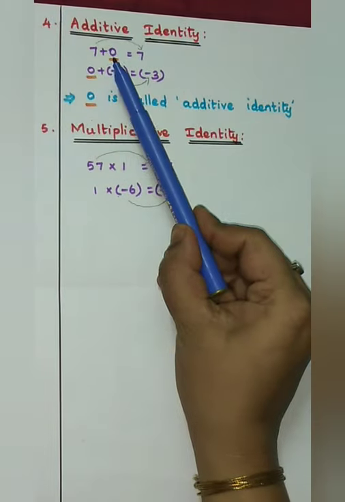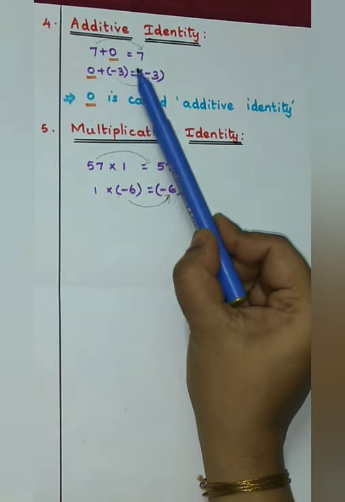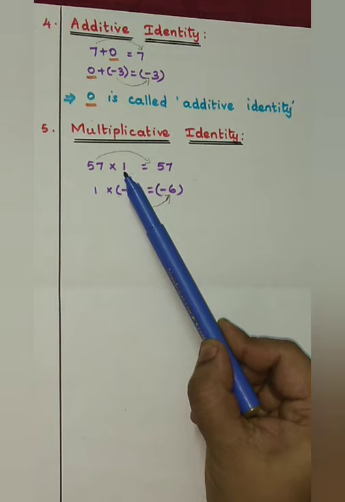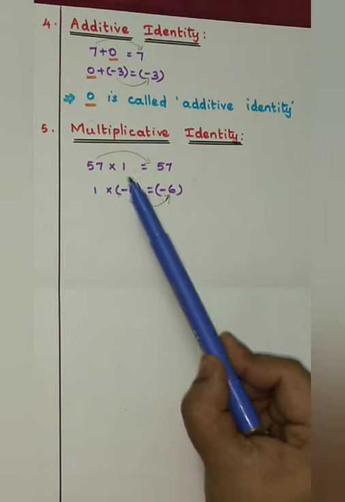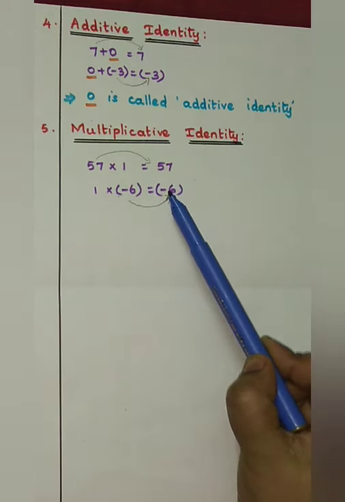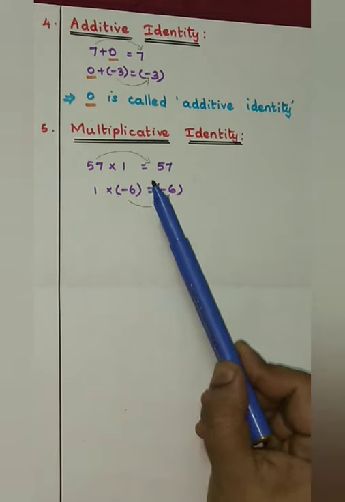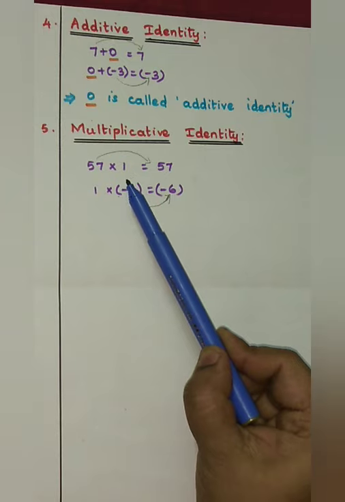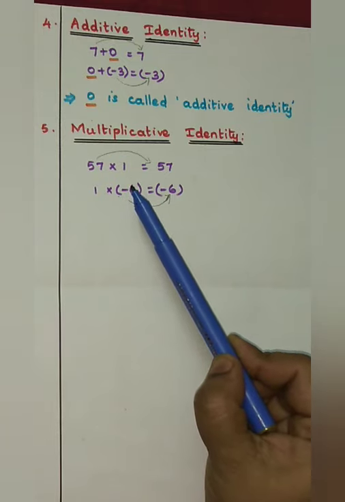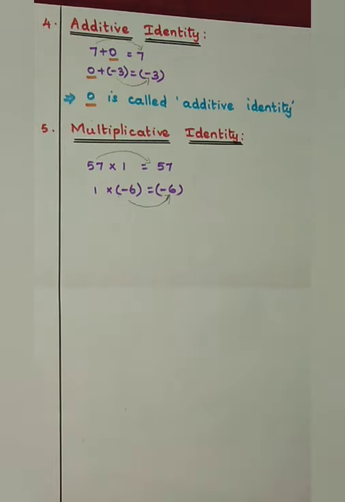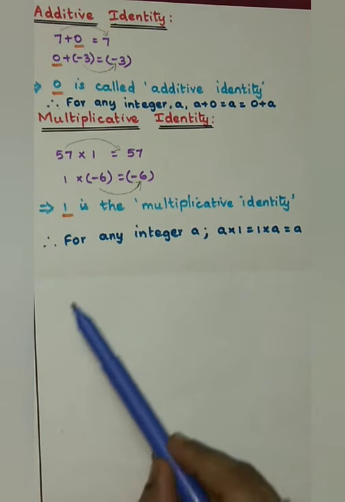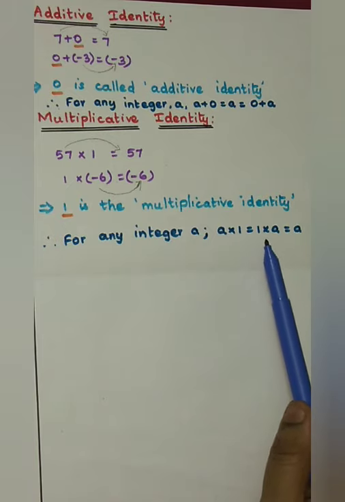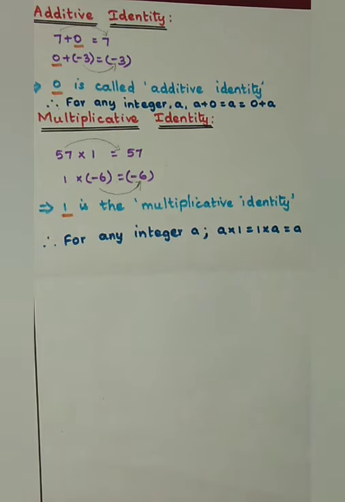Just as 0 added to an integer leaves it unchanged, integer 1 multiplied with any integer leaves the integer unaltered. So we call this integer 1 as multiplicative identity or identity for multiplication of integers. Therefore, for any integer a, a into 1 is equal to 1 into a is equal to a.